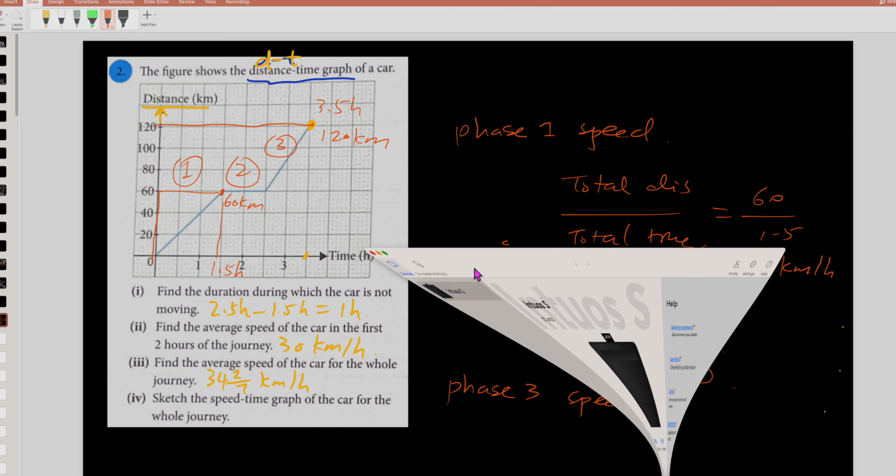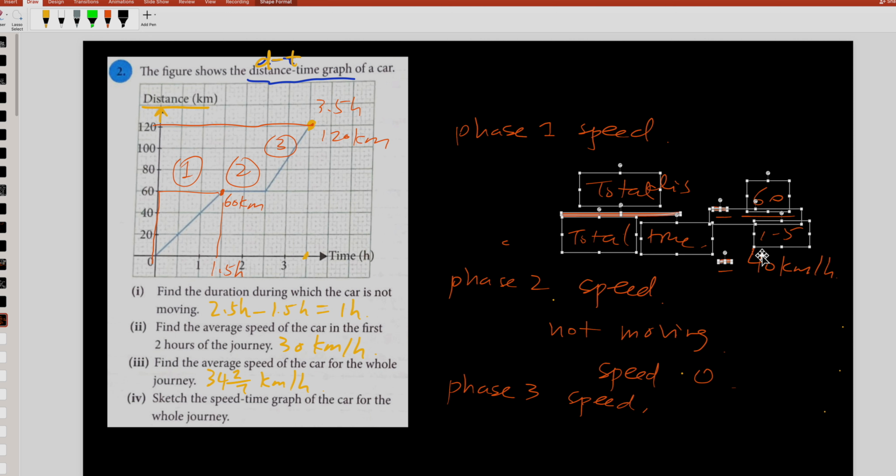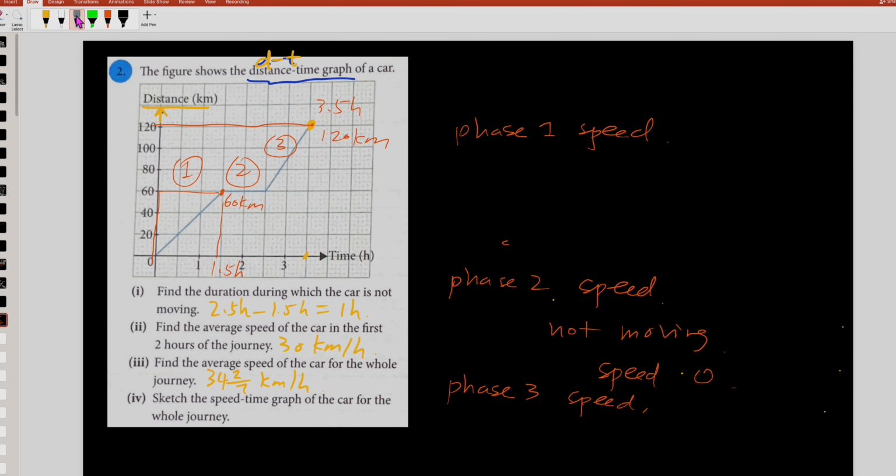Okay? So phase three. Now I need to give you the idea of how to find the phase one speed, phase two speed, and phase three speed. The way to do it is this. You can use the earlier way, but I should give you the formula, so just go back and memorize. To find phase one, phase two, and phase three speed, you just need to find gradient one, gradient two, and then gradient three.